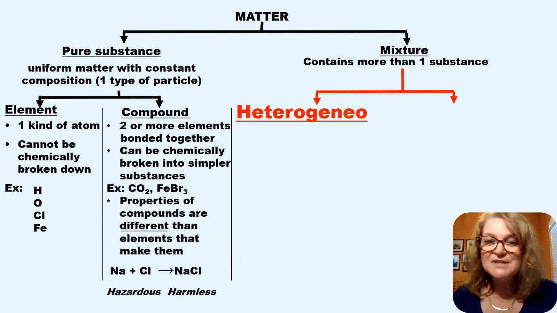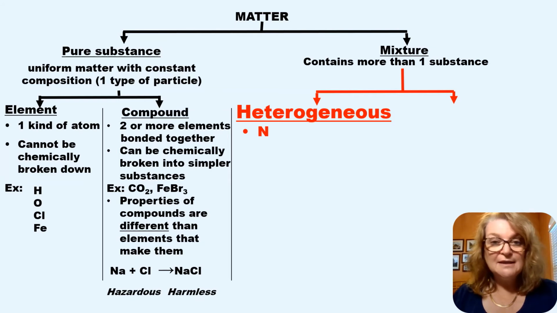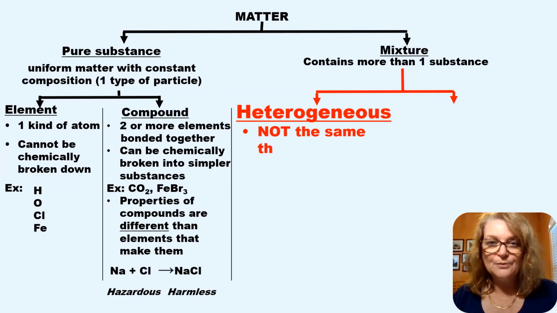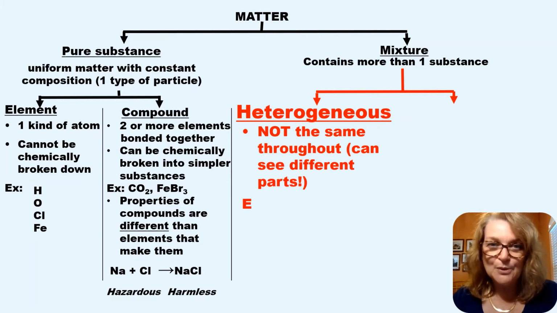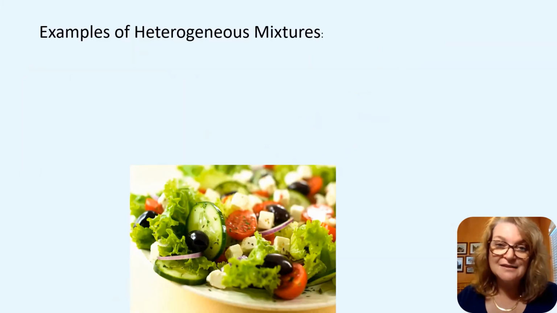We're going to move over to the other side of our flow chart with mixtures. Remember, a mixture has to have more than one substance in the container. If it's a heterogeneous mixture, it is not the same all the way through. And when you look at it, you're actually going to see different parts inside the container or inside the sample. Some examples could be a chopped salad. When you look at that, you obviously see many different parts. The olives, the cucumbers, tomatoes, onions, lettuce, obviously not the same all the way through.